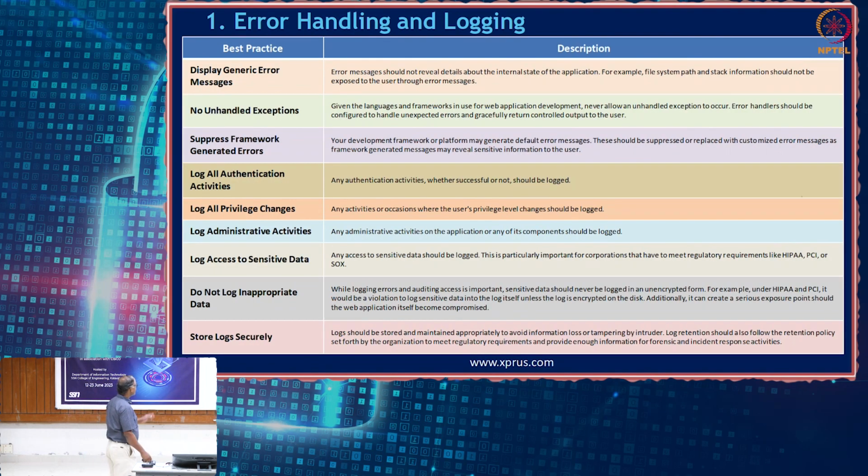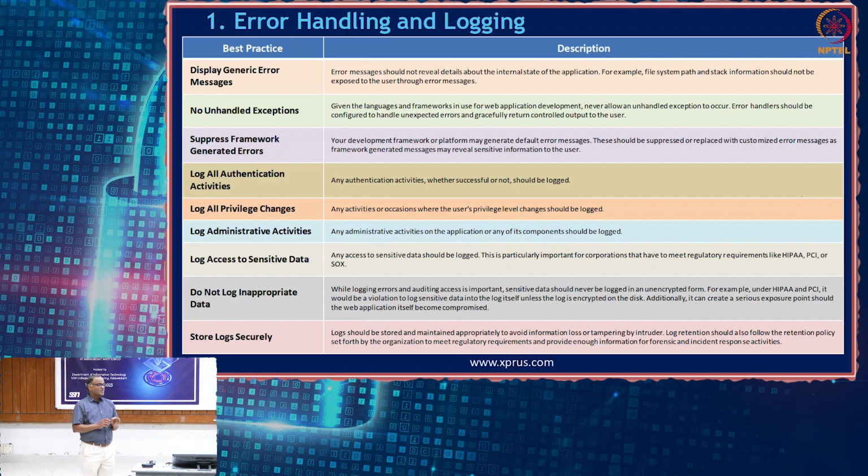Okay. So error handling and logging. What are the best practices within error handling and logging? For example, display a generic error message. See, error messages should not reveal details about the internal state of the application. I was talking about Windows throwing a blue screen with hexadecimal values and all that, because it reveals information about the current state of your system. So it should be generic.